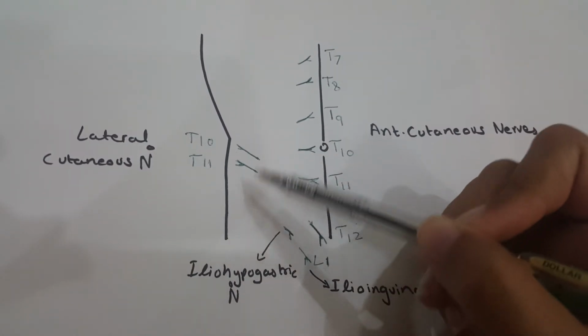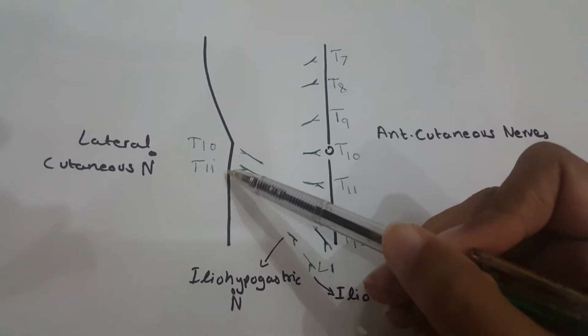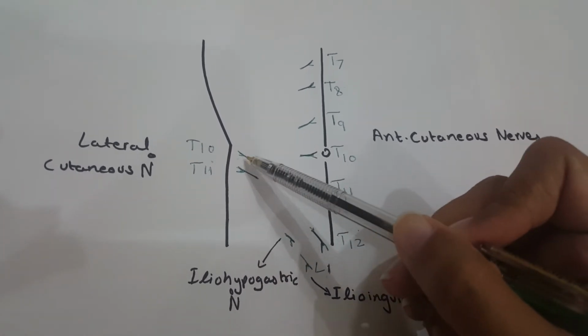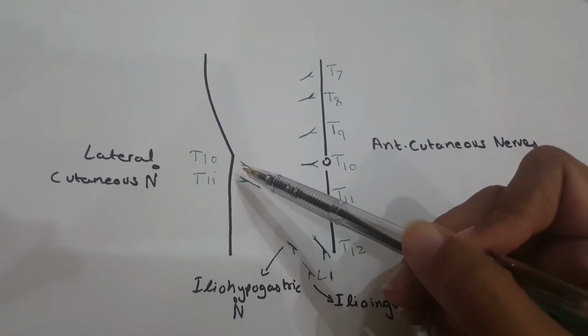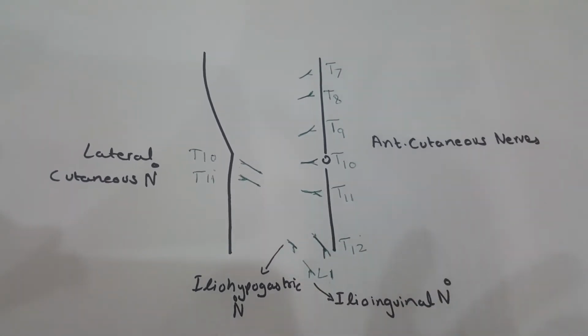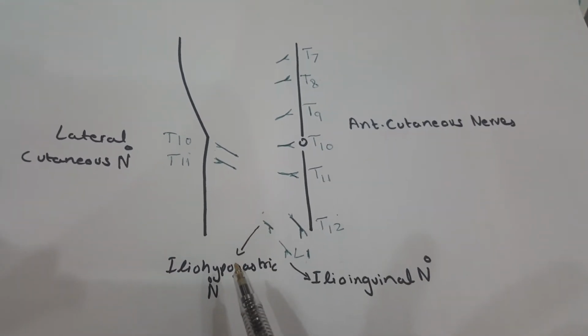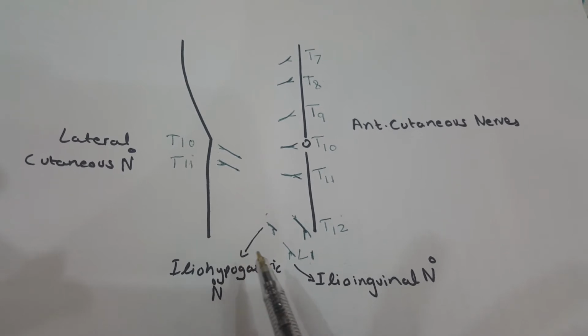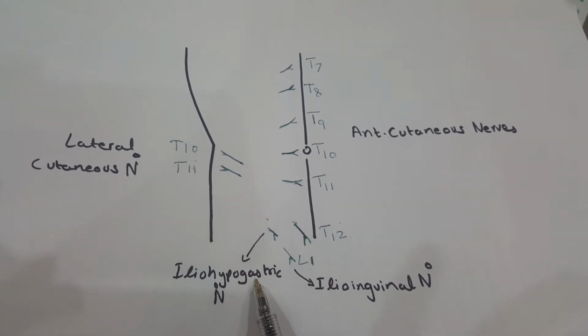Skin of the side of the abdomen is innervated by lateral cutaneous nerves that are derived from T10 and T11. These nerves pierce the external intercostal muscle and divide into anterior and posterior branches. The anterosuperior part of the gluteal region is innervated by the lateral cutaneous branches of the subcostal nerve T12 and iliohypogastric nerve.